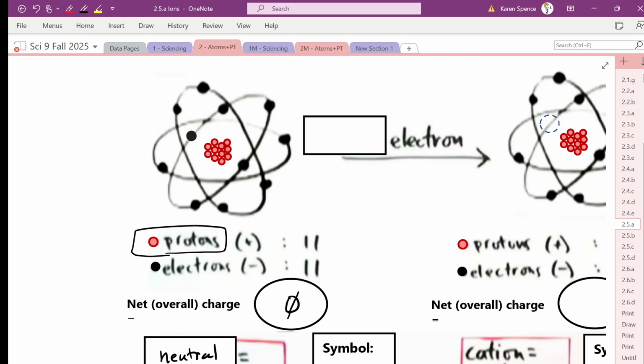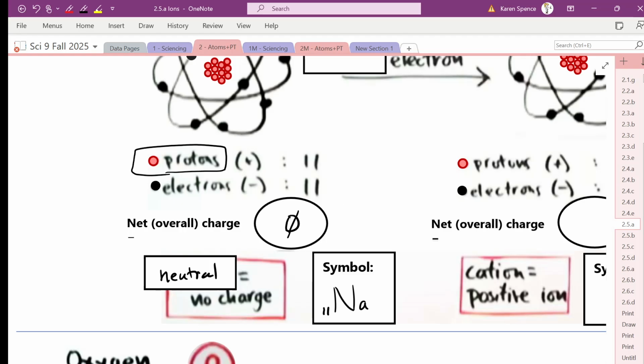Can we know the mass number of this atom that Tyler has drawn for us? We can't, because in order to know the mass number, what do you also have to know? You have to know the number of neutrons. And he's not given that to us, so we don't know what isotope this is. We don't know what version of sodium this is. All right, let's carry on here.